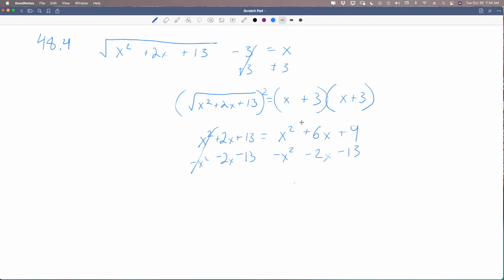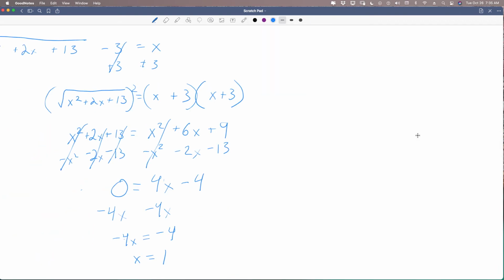All right, this cancels and this cancels. This cancels and this cancels. 0 equals 4x minus 4. So let's bring this 4x back over and subtract 4x from both sides. We get negative 4x is equal to negative 4. x is equal to 1. Oh goodness, let's check that and see.